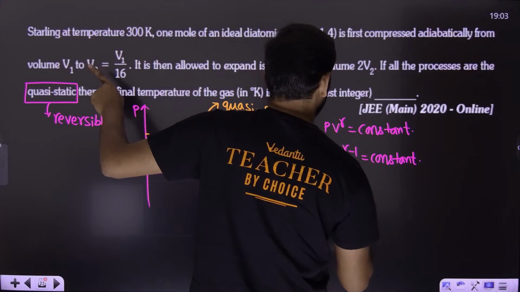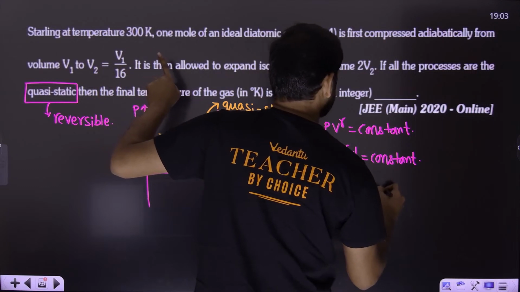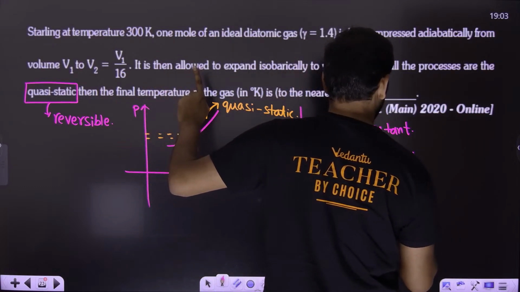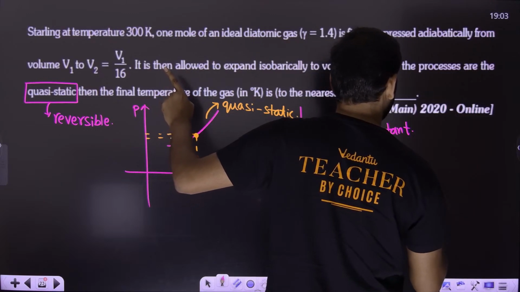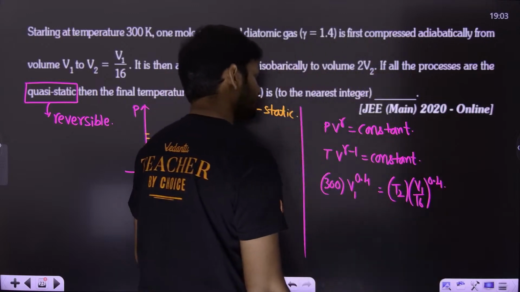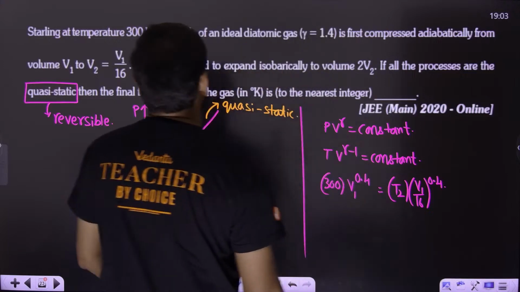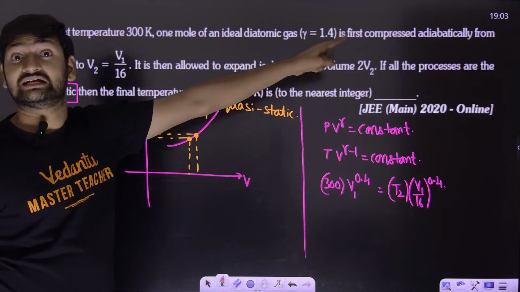300 into V1 to the power 0.4, because gamma is 1.4, is some temperature T2 into what is the volume, V1 by 16 to the power 0.4, right? So this is what you are going to get as T2. And then what they are doing, isobarically the volume is doubled.